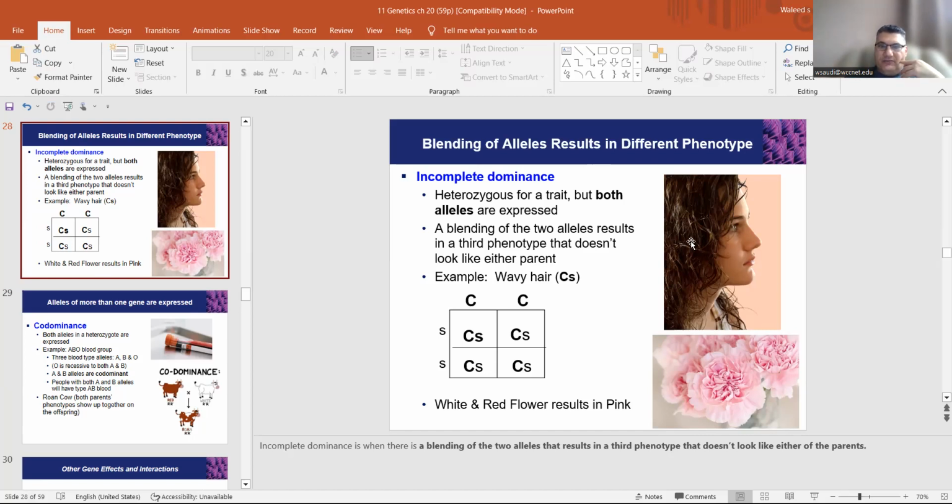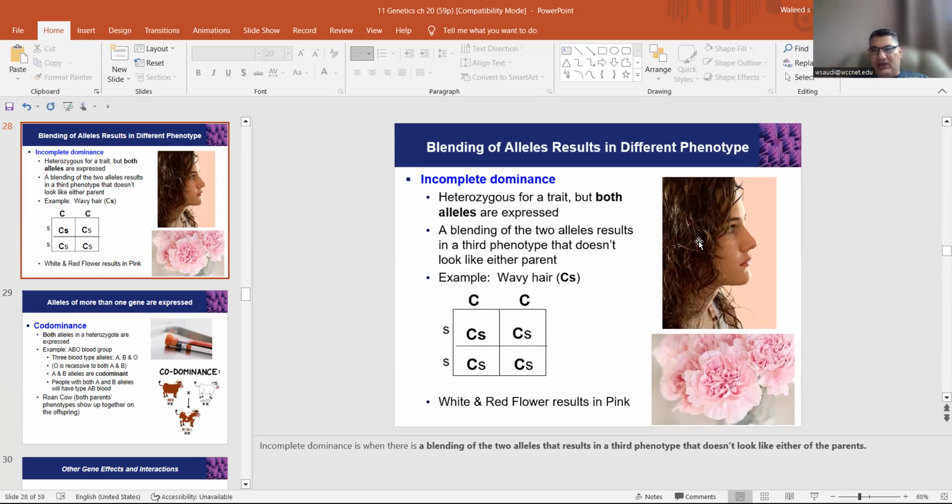Look at this lady here. Wavy hair. Guess what? One of the parents has straight hair and the other one has very curly hair, and they mixed together. None of them is completely dominant to the other. Both of them will show up somehow. So you got this wavy, which is not straight and not very curly.